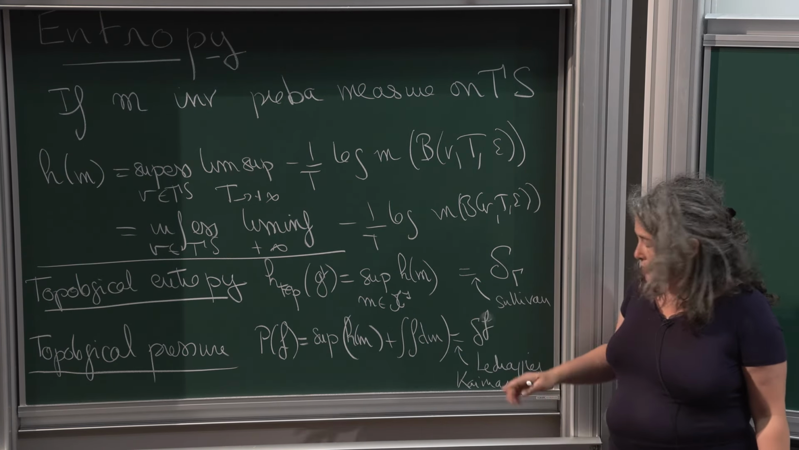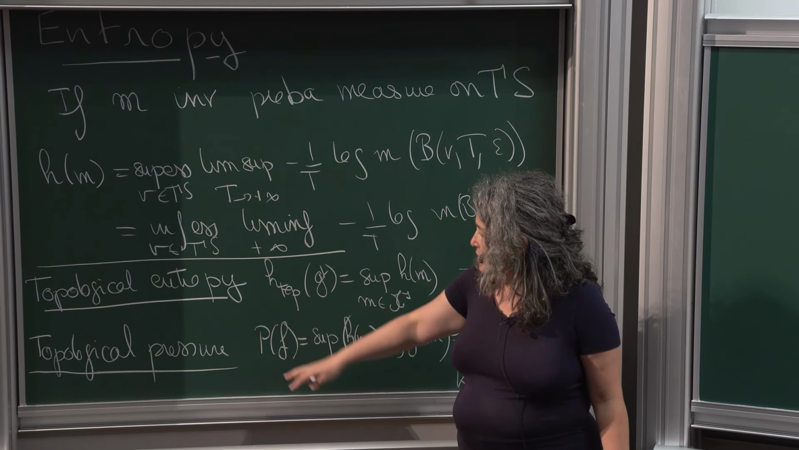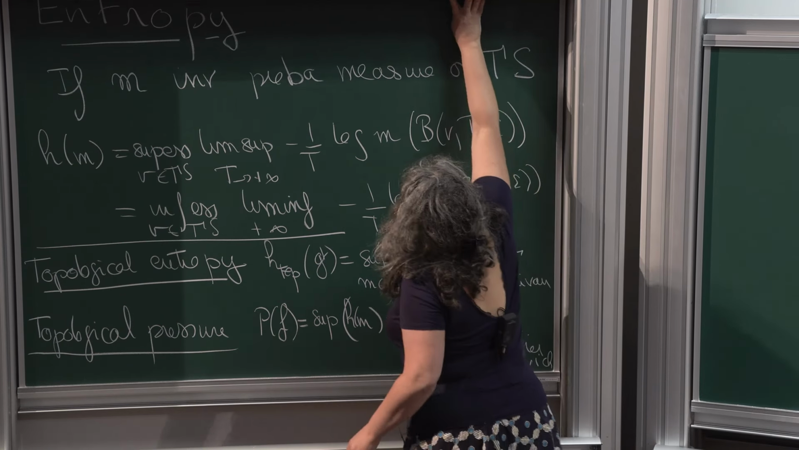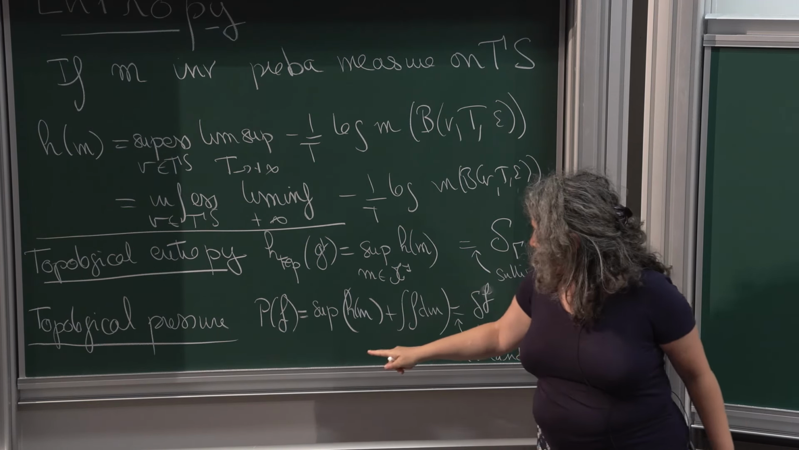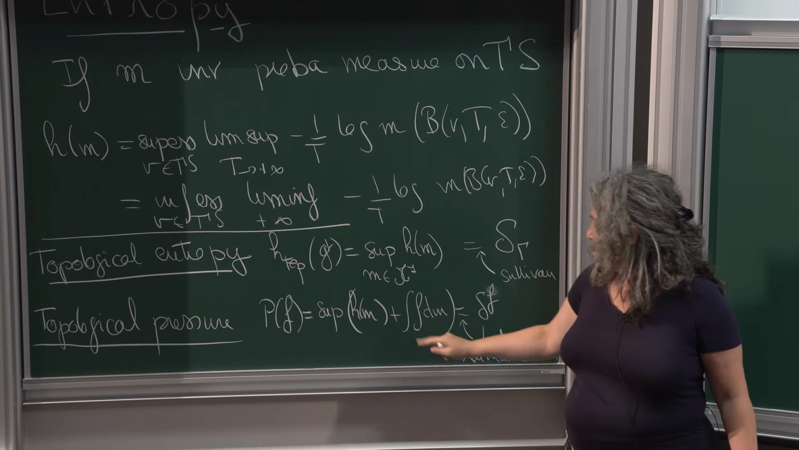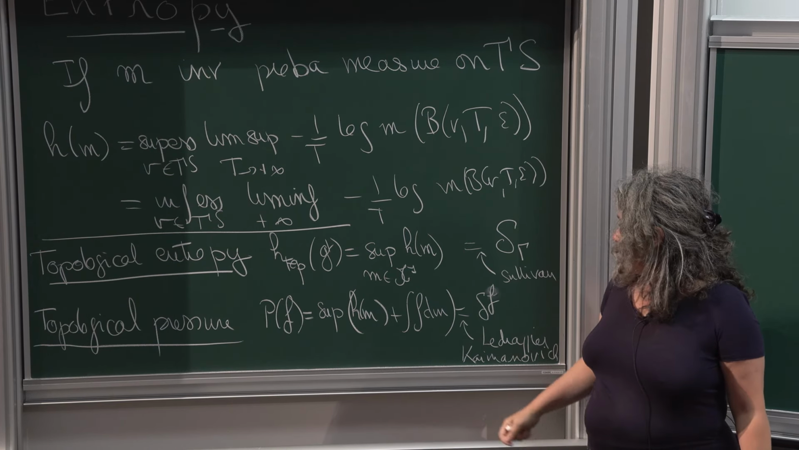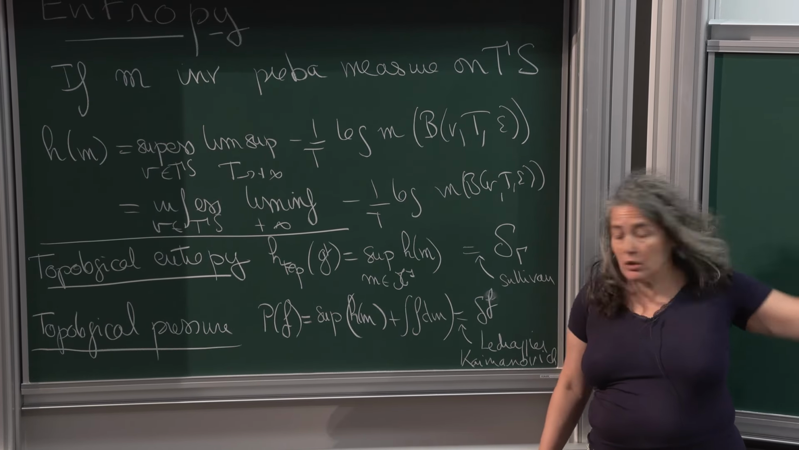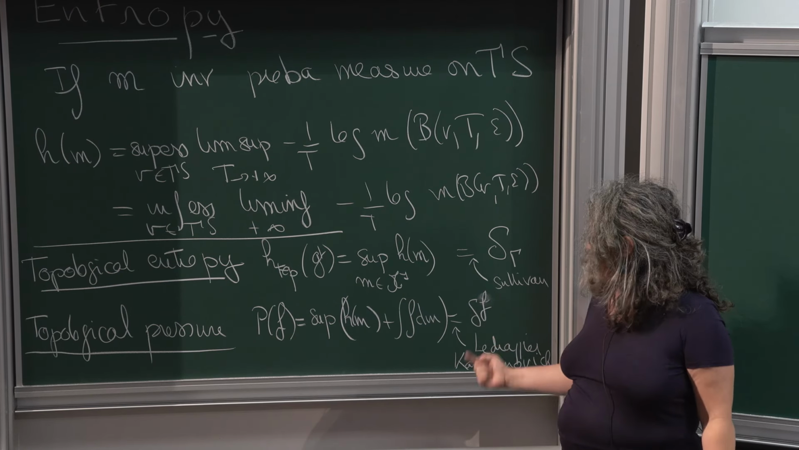And now you also have a notion of pressure. The topological pressure is a weighted version of entropy, and it's the supremum over all invariant probability measures of entropy plus the integral of f, the potential. And by the Gibbs property and the computation of entropy, you see that the measure m_f realizes this supremum.